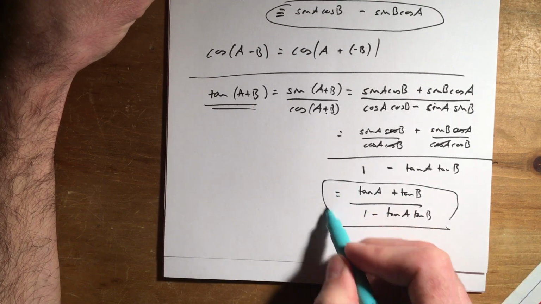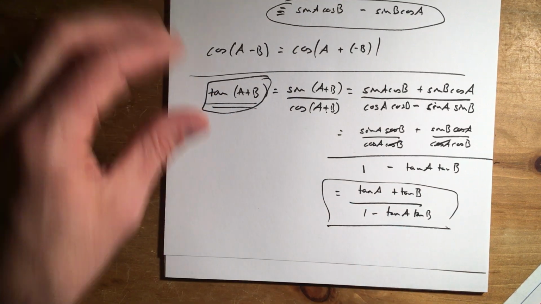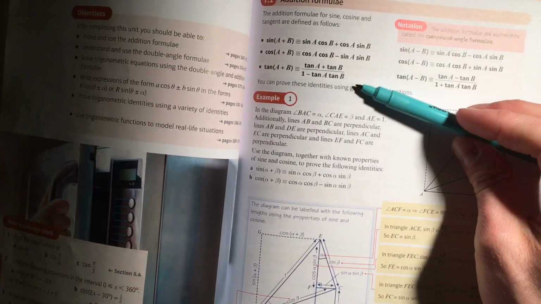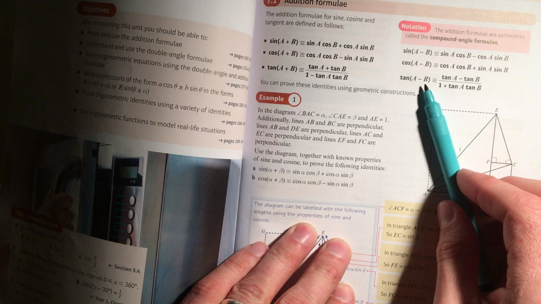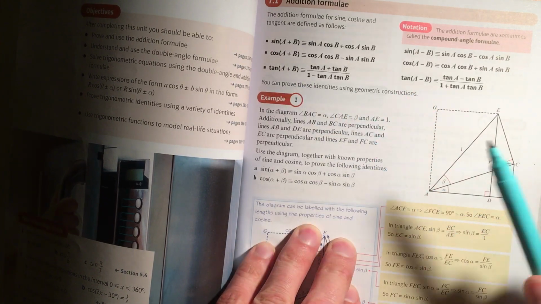Okay, so we've shown that this is equal to this. Not a particularly nice identity, not particularly neat or memorable, but there it is. That's the formula that we've got. And then with the minus signs, we use the same sort of trick that tan of minus b is minus tan of b. Okay, so that's where we get all of these identities from.